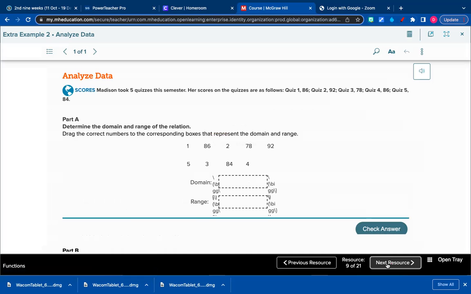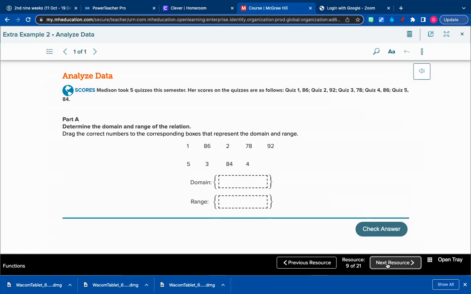Madison took 5 quizzes this semester. Her scores on the quizzes are as follows: 86, 92, 78, 86, 84. Determine the domain and range of the relation. We want to drag the correct numbers to the boxes. So what's our domain, you think? What are our input values?